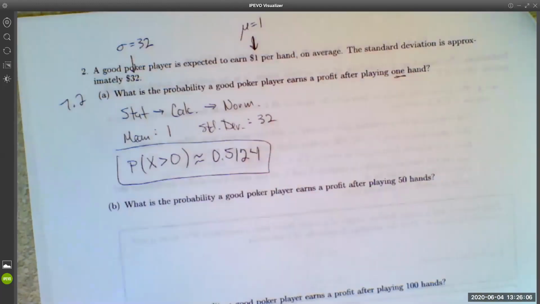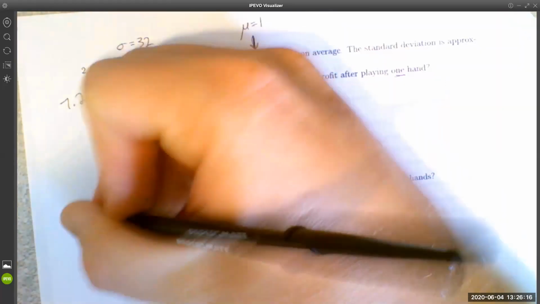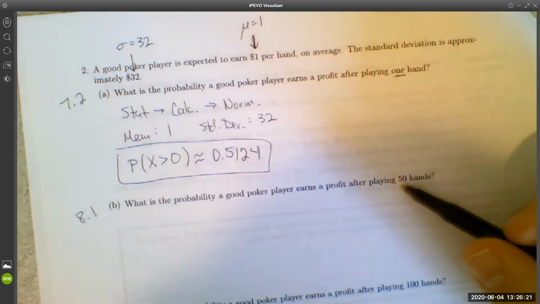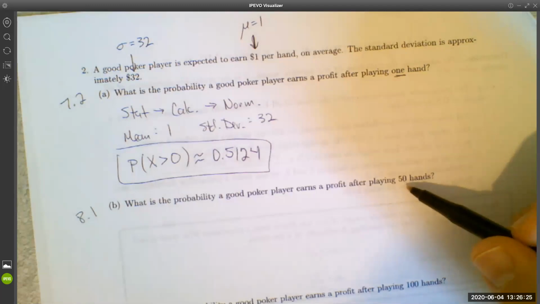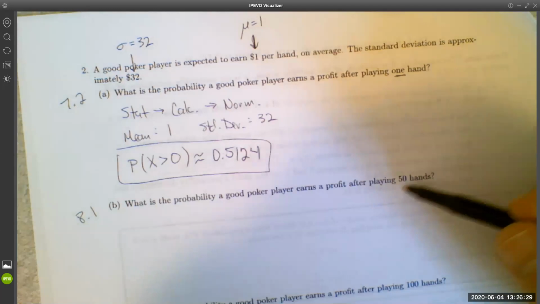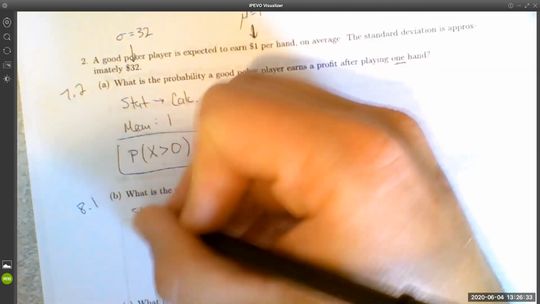Okay, now part B says, what is the probability a good poker player earns a profit after playing 50 hands? Okay, this is an 8.1 problem, right? Because now we're talking about a sample mean of 50 hands. We want their average earnings to be greater than 0, right? We want their average earnings to be a positive number after 50 hands, right? So again, we can use the normal calculator.